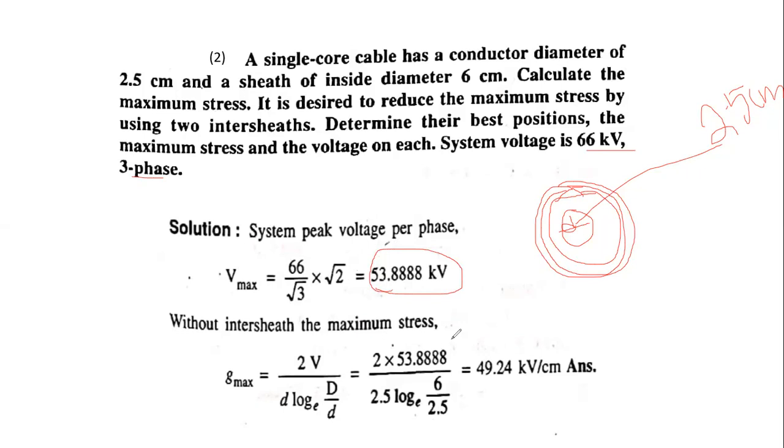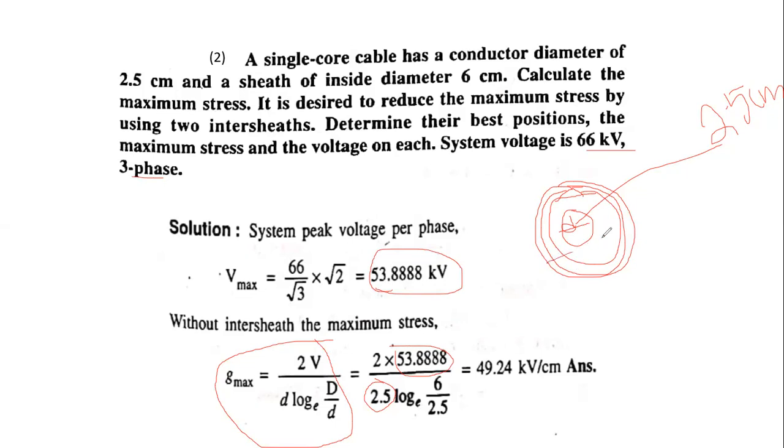Next, without intersheath, the maximum stress, that is G max. G max is equal to 2V by d log e D by d, where V is the peak voltage per phase, that is 53.88 kilovolts, divided by d. What is d? That is the conductor diameter, which is 2.5.